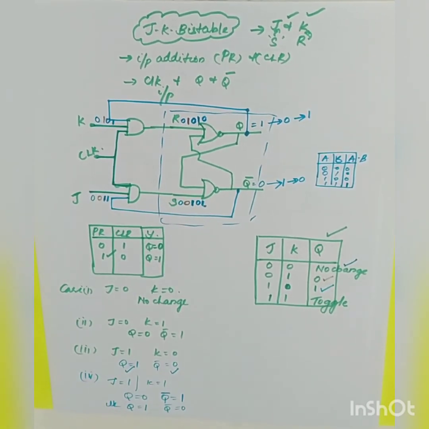Now for the JK flip-flop, you have two examples given. One is your counter and the other one is your shift register, which we will be seeing in detail at the end of this module.